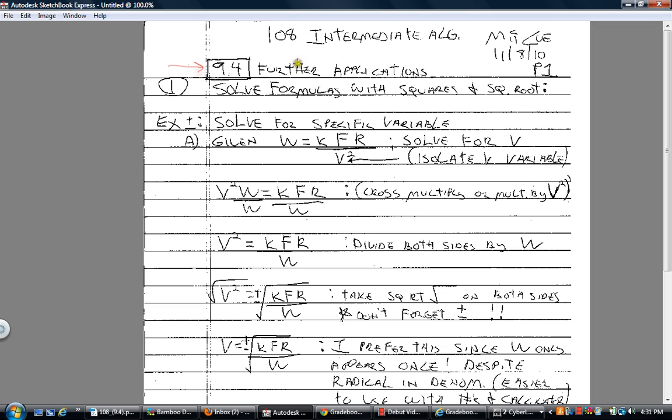We're going to kick this off on further applications, page 1, and we're going to work with formulas here for objective number 1, and we're going to isolate the variables. Now we've been doing this throughout the semester, so the big thing you're going to find out here is either you're going to take the square root on both sides or you're going to square both sides. So those are the two techniques, okay?